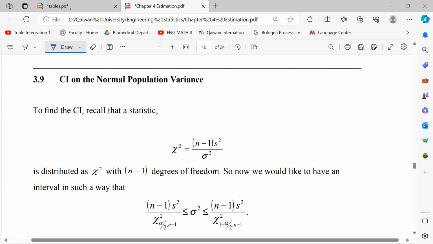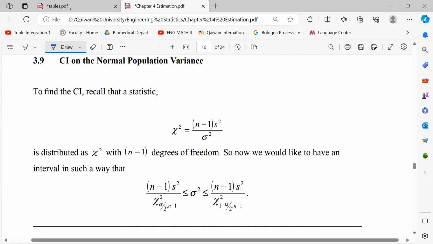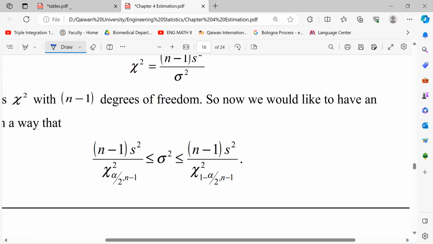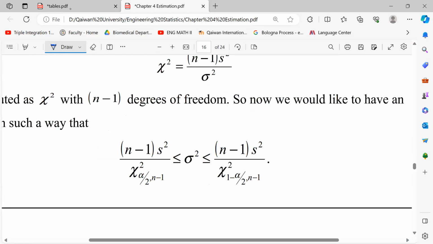The confidence interval on the normal population variance: if you have 1 variance, here we say you have a variance here, 1 variance. For the ratio of two variances, in the middle we have sigma 1 squared over sigma 2 squared.